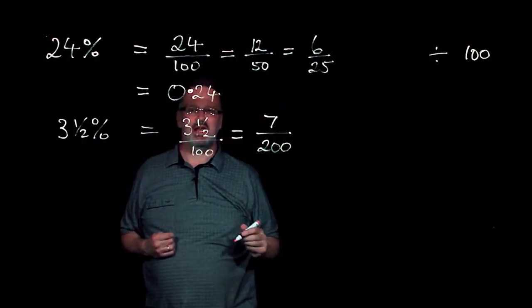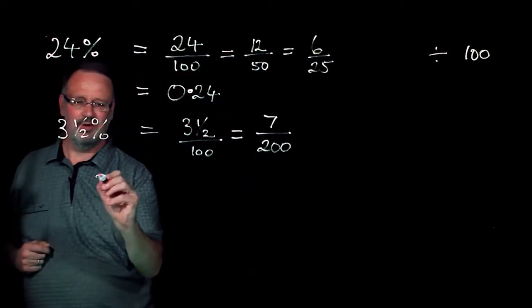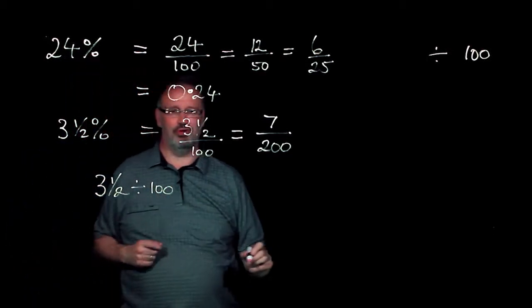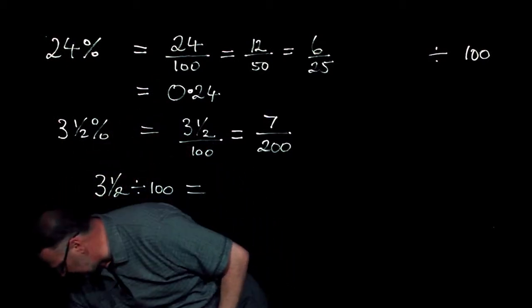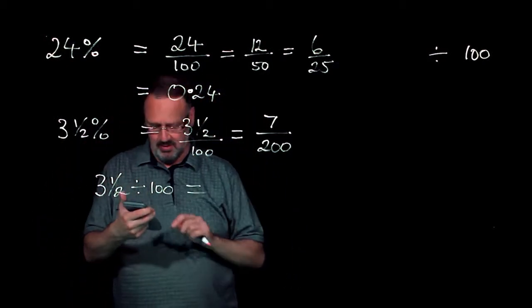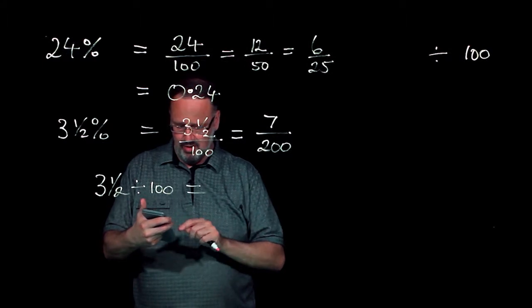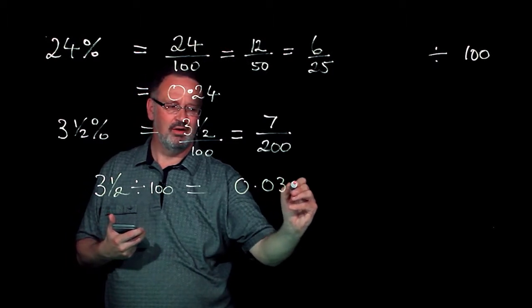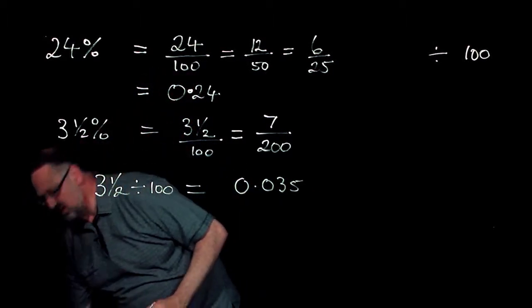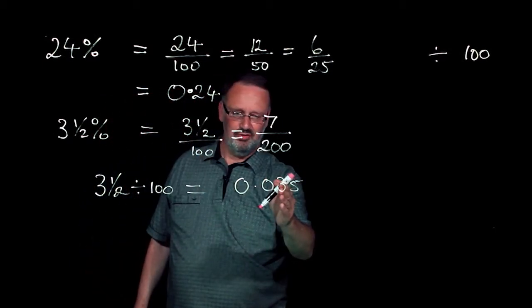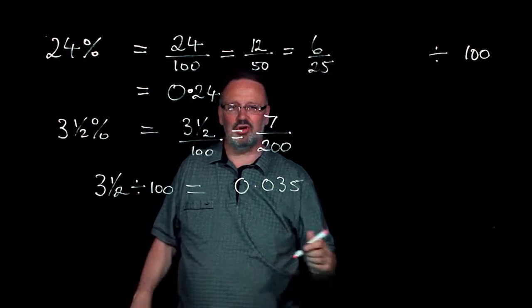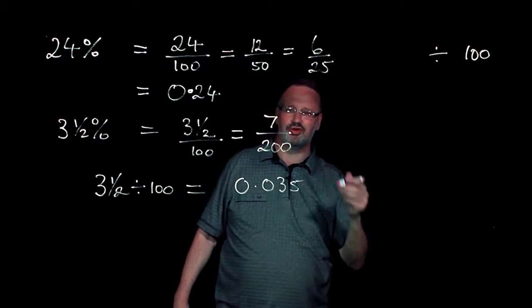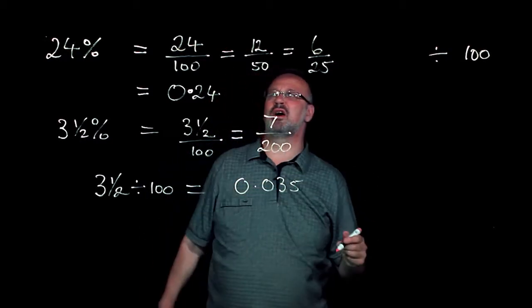Casting my mind back to here, dividing by 100, 3.5 divided by 100 equals, and now again we could quickly resort to our rules, 0.035. This is tenths, this is hundredths, this is thousandths. So there is a link across. So I can say 3.5% is the same as 7 over 200, or it's 0.035.